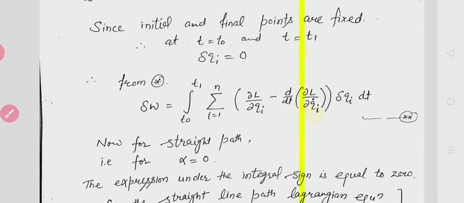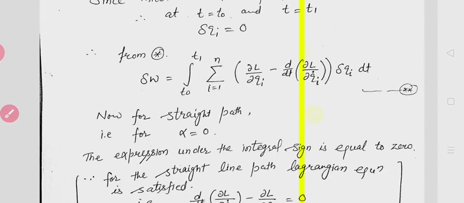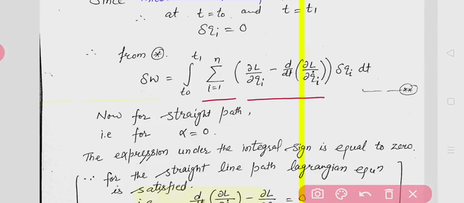So we combine the parts. When you combine this, you get the integral from t0 to t1, summation i varying from 1 to n, of curl L over curl qi minus d by dt of curl L over curl qi dot, times delta qi dt, is equal to 0.